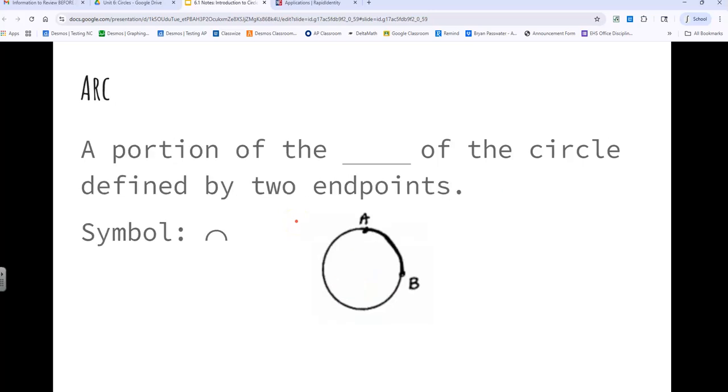All right, an arc. An arc is a portion of the blank of the circle defined by two endpoints. I guess edge. This is edge. Surely it's got to be edge, because it's a short word and I don't think there's another. You could say perimeter, it's like the outside as well, but generally you don't use that.